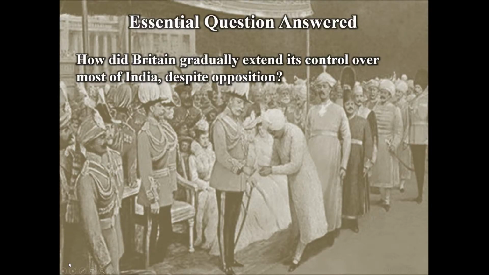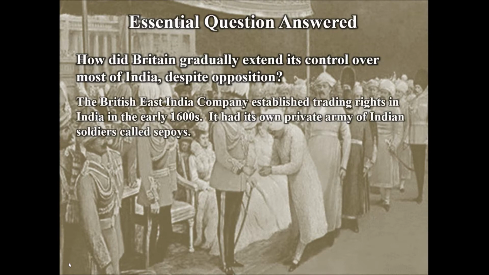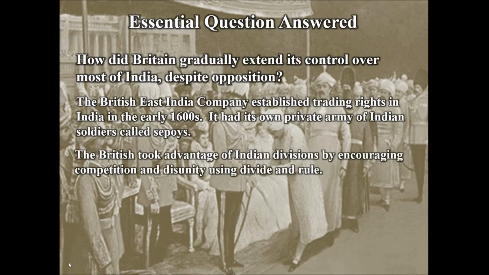Let's answer our essential question. How did Britain gradually extend its control over most of India despite opposition? The British East India Company established trading rights in India in the early 1600s. It had its own private army of Indian soldiers called sepoys. The British took advantage of Indian divisions by encouraging competition and disunity. This was called divide and rule.